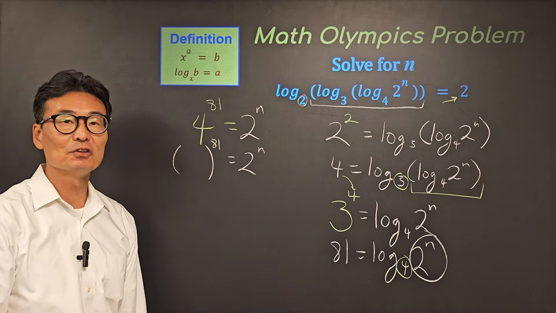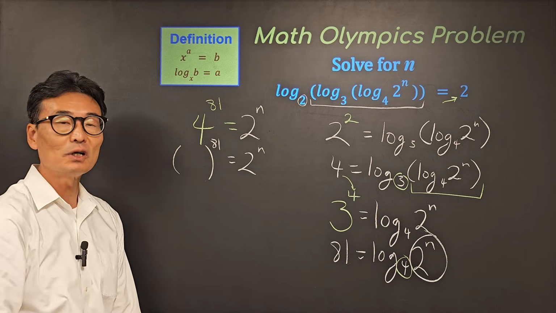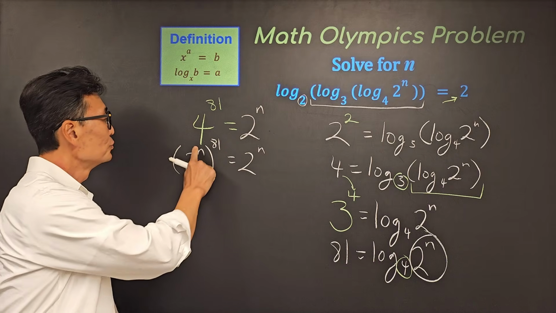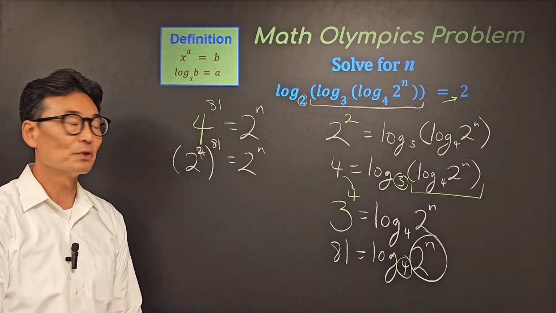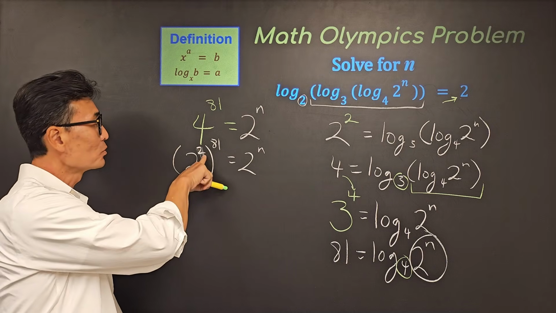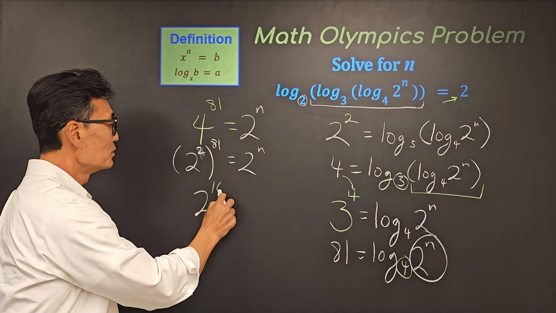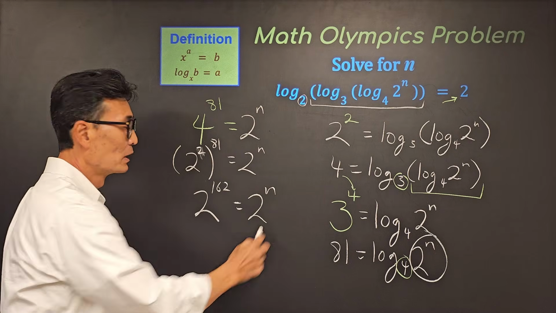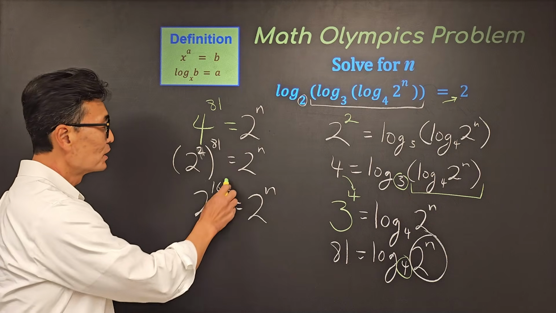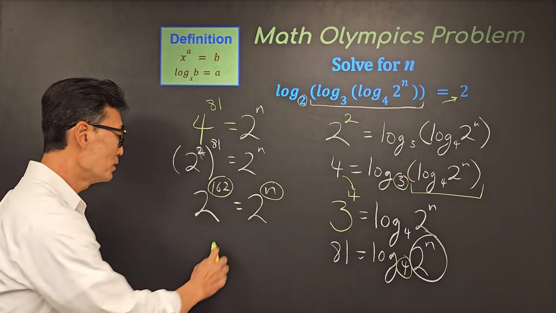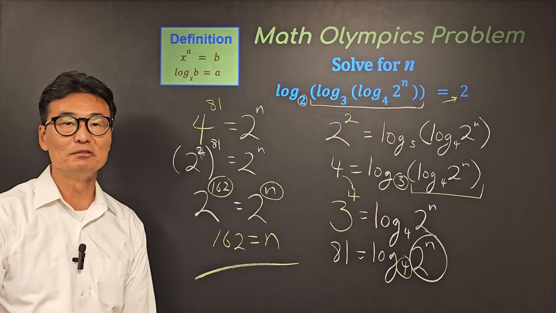Notice I left everything else alone except for the 4 in the parentheses, where we're going to change the 4 into 2 squared. Using the exponent to an exponent rule, we're going to multiply the 2 and the 81, where it's going to be 2 to the 162. Now that the bases are the same, we could go ahead and compare just the exponents, where we'll let 162 equal n.